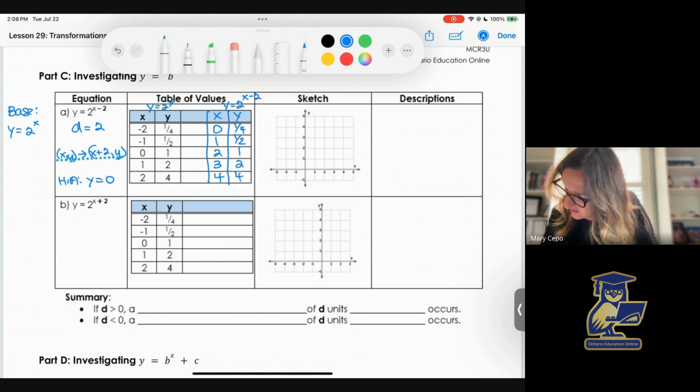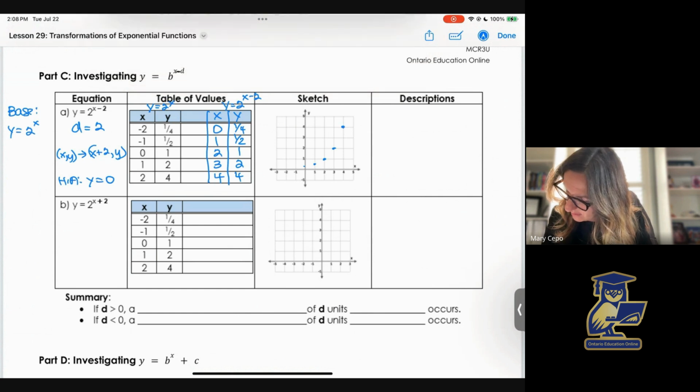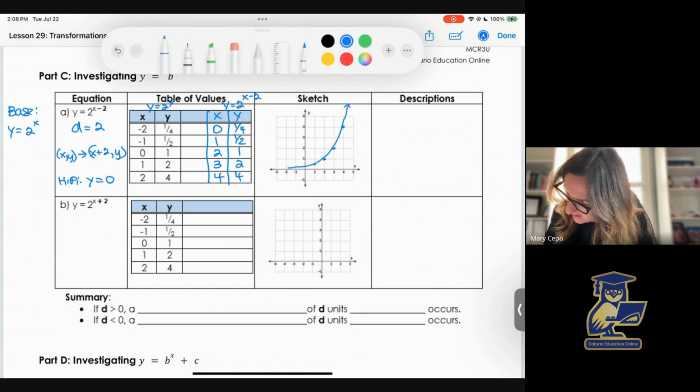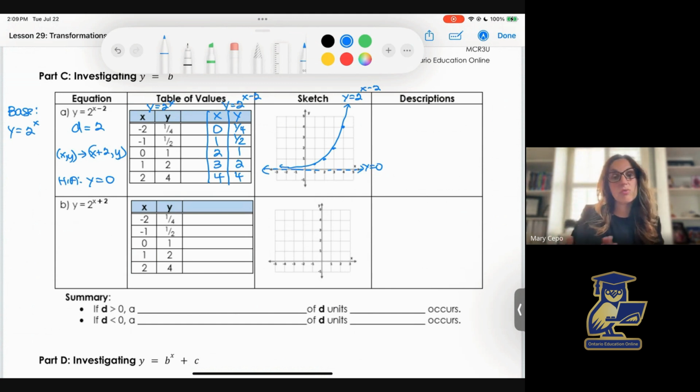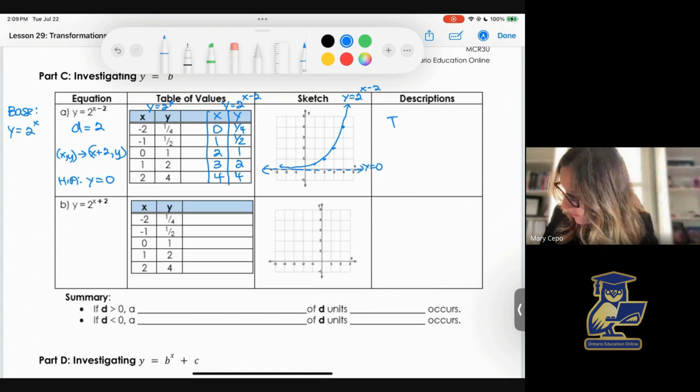So graphing that, at 0, we're at 1/4. At 1, we're at 1/2. At 2, we're at 1. At 3, we're at 2. And at 4, we're at 4. And of course, don't forget that horizontal asymptote at y equals 0. This is y is equal to 2 to the power of x minus 2. So the graph shifted to the right 2 units. Each of those points of y equals 2 to the power of x shifted right 2 units.